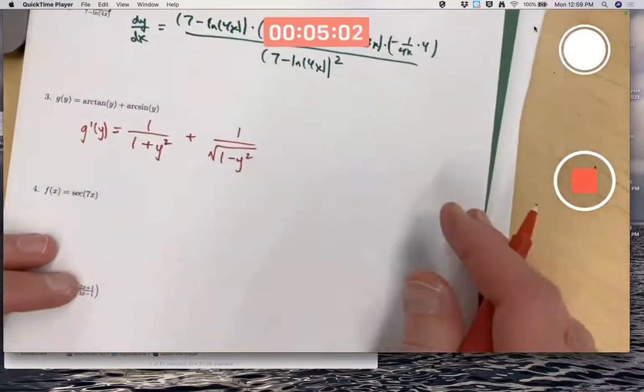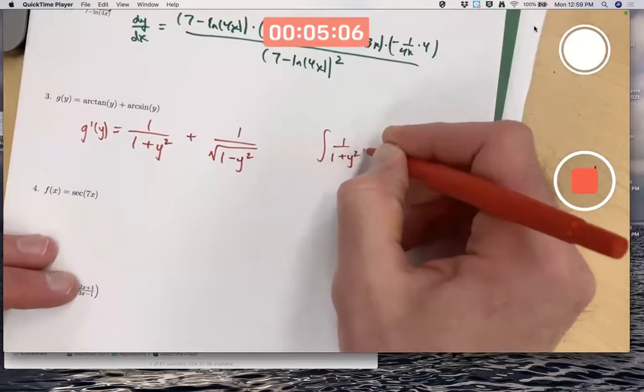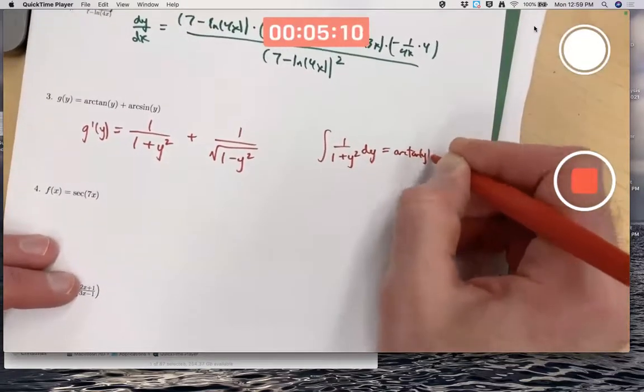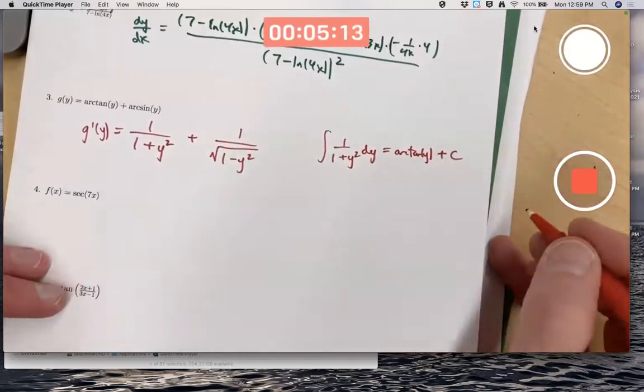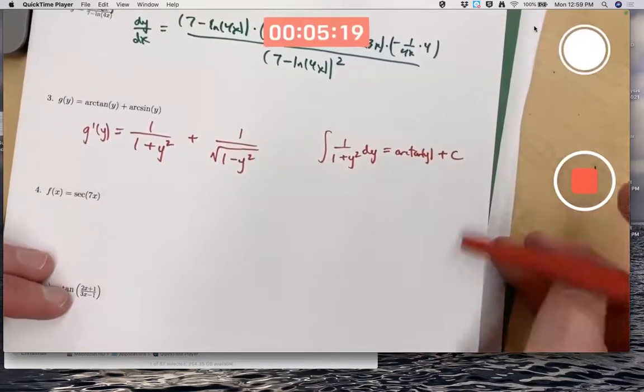By the way, that does mean something about integrals here. It does mean, for example, the integral of 1 over 1 plus y squared dy would be arctangent of y plus c. You're not being quizzed on integrals, but that could come up on exam 2, which I believe is 2 weeks from today. Integrals like this could come up.